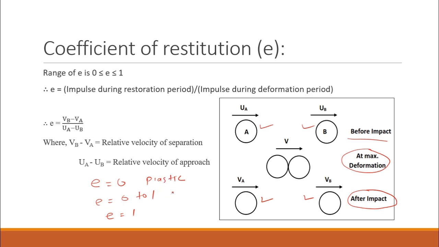E is equal to 0 to 1, it is your semi-plastic, or you can say semi-elastic impact. And if the value of E is 1, you can say it is your elastic impact. So these are the three types of impacts that you can find out by using this ratio, or coefficient of restitution.